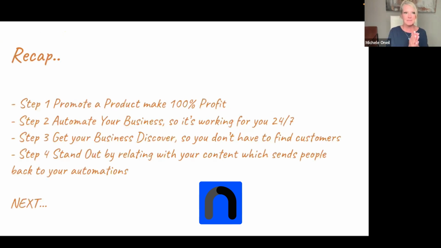So let's just recap. Step one, you're going to promote a product, service, or program and make 100% profit. Step two, you're going to automate your business so it's working for you 24/7. And step three, you're going to get your business discovered so you don't have to go find the customers. So you don't have that type of pressure on you. So you don't got to live in your DMs. You don't got to live in friend requesting people or bothering friends and family. Let's use the digital world to build a very successful business.